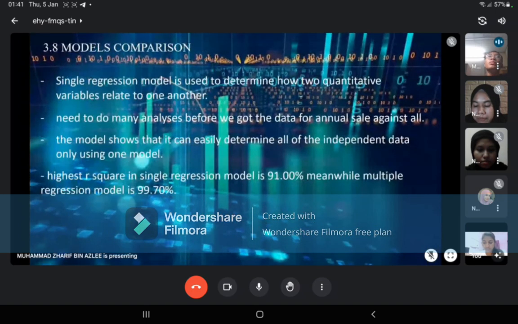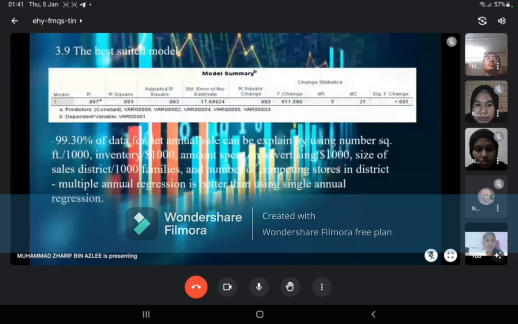For model comparison, single regression is used to determine how two quantitative variables relate to one another. The single regression model needs many analyses before we get the data for analysis against all variables. The multiple regression model can easily determine all the independent variables using only one model. The multiple regression model also has the highest R squared, which is 99.70%. So the best suited model is the multiple regression model. This is because 99.30% of the net sales can be explained by number of square feet per 1,000, inventory per $1,000, amount spent on advertising per $1,000, size of sales district per 1,000 families, and number of competing stores in district.